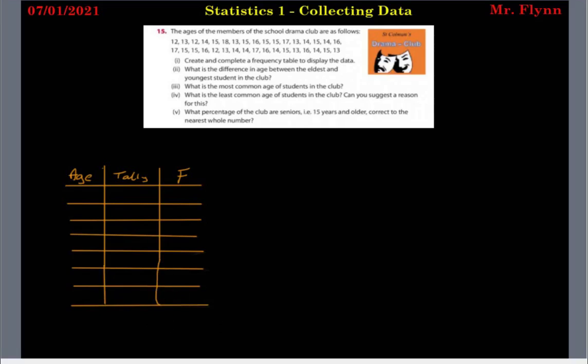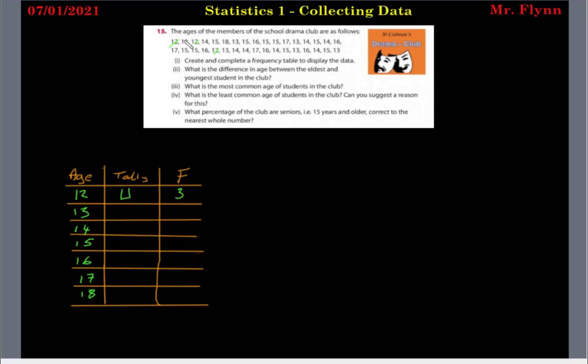All right, I'll change color there, so we'll go to green. All right, so we're going to have 12-year-olds, 13, 14s, 15s, 16, 17, and 18. Right, so how many 12-year-olds have I? All right, well, there's 1, 2, 3. So we have 3. Here's my tally. Frequency here is 3.